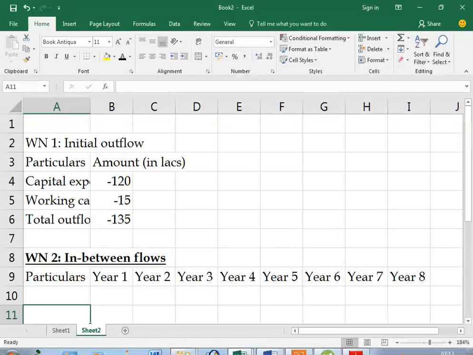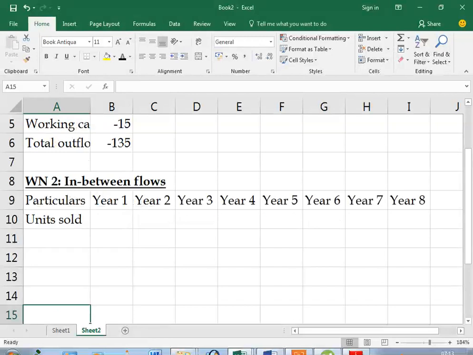Okay, now please listen. When I do working note 2, it's a flexible format which sometimes will start with sales, sometimes will start with PBDT, PBT. Is the information there in the question to calculate sales? Volume is given. So point number 1, units sold. Let me know in terms of lakhs, okay? Units sold.